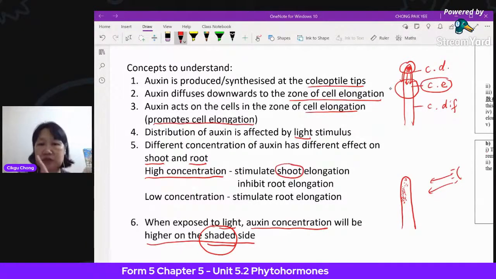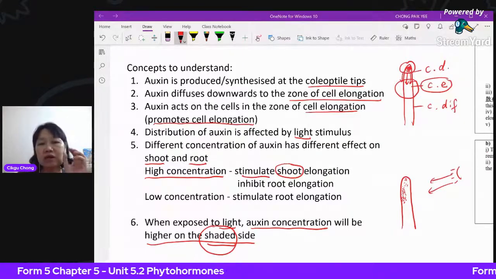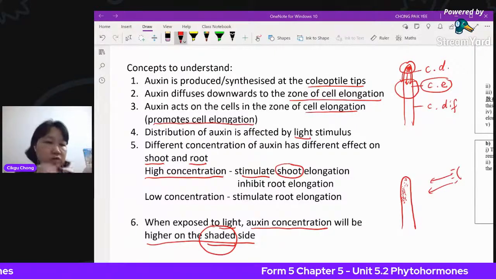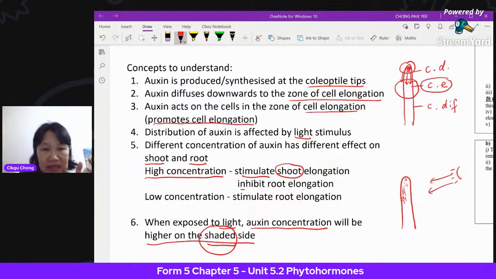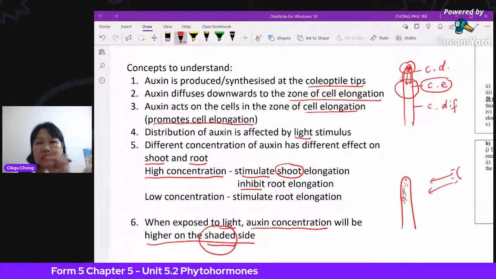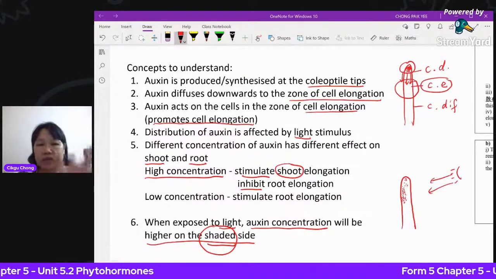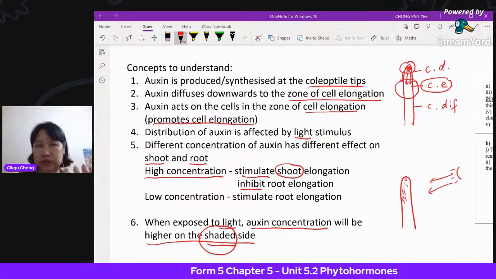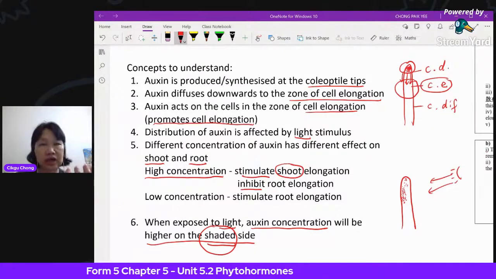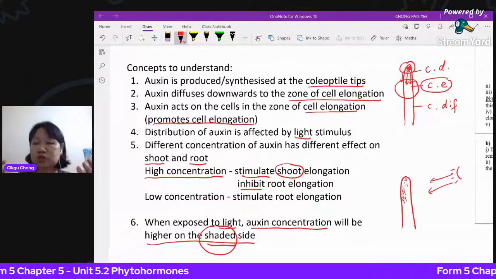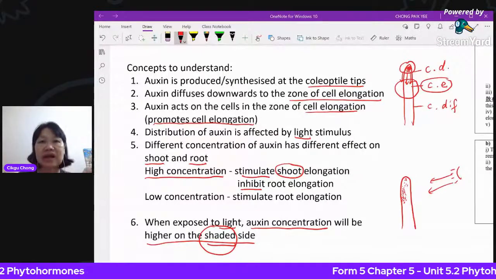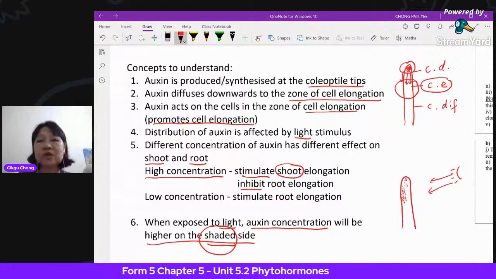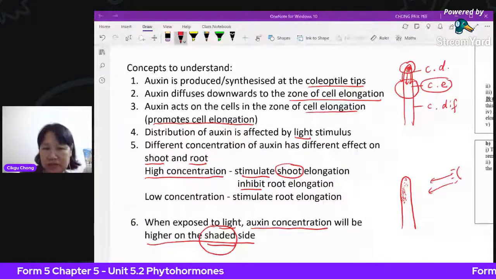It will stimulate the shoot. But this same concentration has a negative or opposite effect on the root. It is going to inhibit root elongation. It has a different effect. When you have what is considered a high concentration, if I apply this to the shoot, it's going to make the shoot grow longer. Okay? But if I apply this to the root of the plant, it is not going to make it longer. It is going to slow down the growth. So it has a different effect for the root and the shoot.